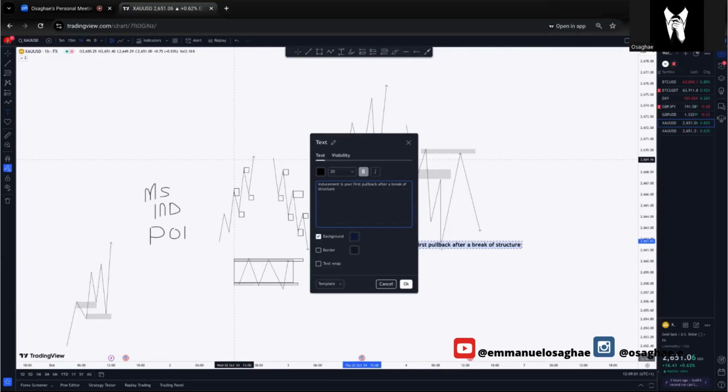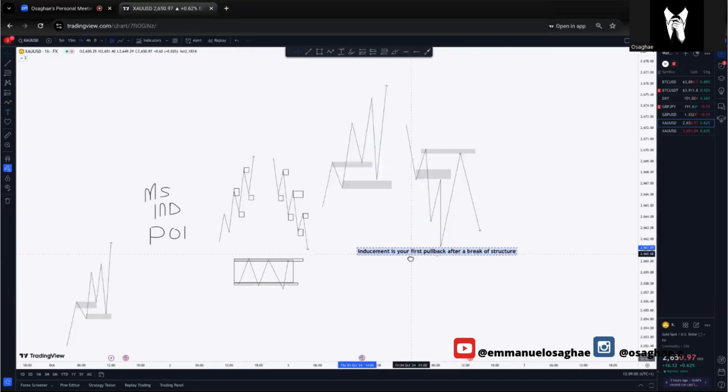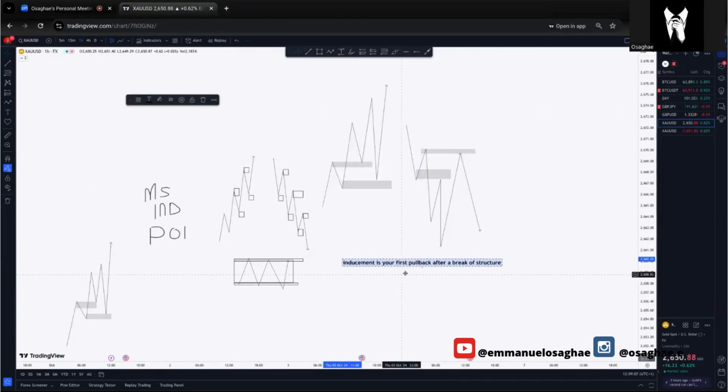Your inducement is your first pullback after your break of structure. Now, what is your break of structure? Your break of structure is simply when the market takes out the previous higher high. Let's say in the uptrend the market takes out this higher high. They are telling us that this demand here was strong enough to push this high, so we broke above. That's the break of structure.